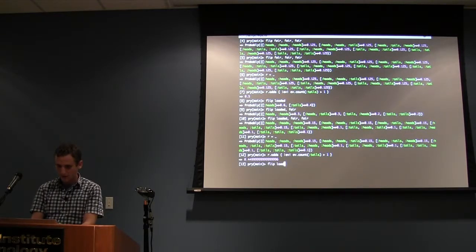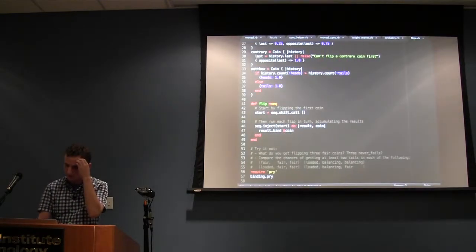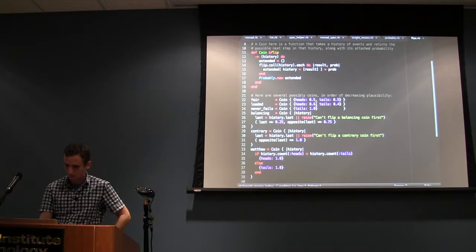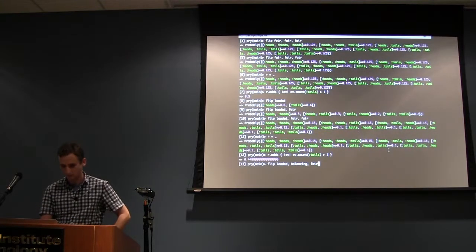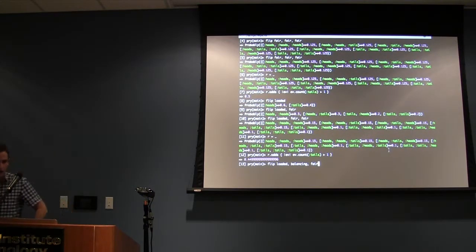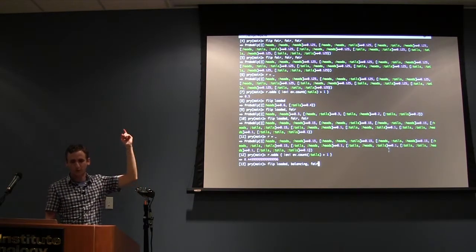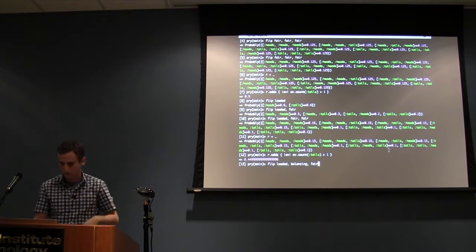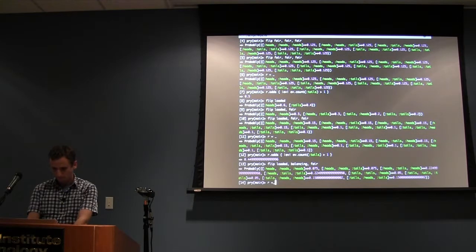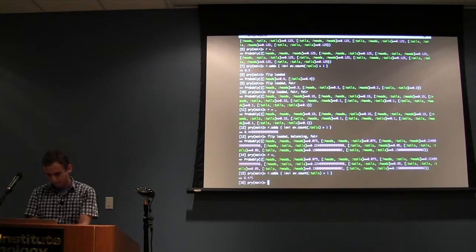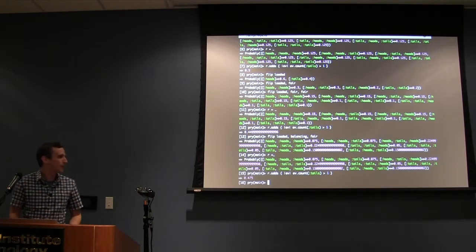What do you think should happen if I try a loaded and then a balancing and then a fair? So remember, balancing kind of counterbalances whatever happened last. It's got a 25% chance of doing whatever happened last time and a 75% chance of doing the opposite of that. Not quite 50, because it doesn't completely counterbalance. But the first one is weighted towards heads, the second one should then be weighted towards tails, so this should be a little better than 0.45, but not quite 0.5. And that checks. So you can play around with this, but again, all of the complicated logic about how you compose these things that don't give us exact states, but give us distributions, that again is just all wrapped up in the monad.